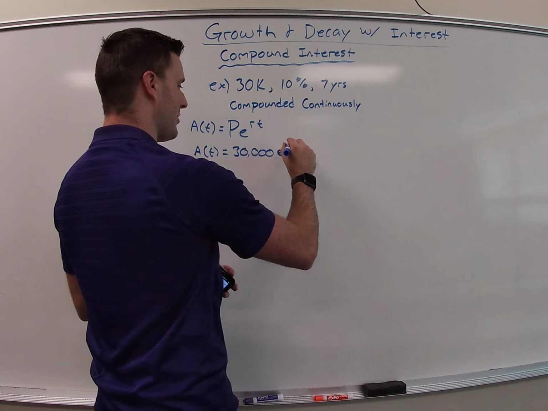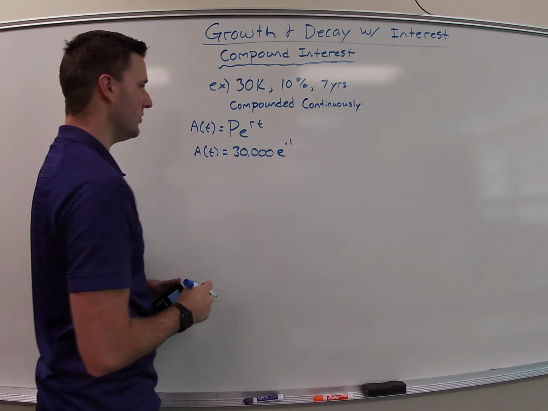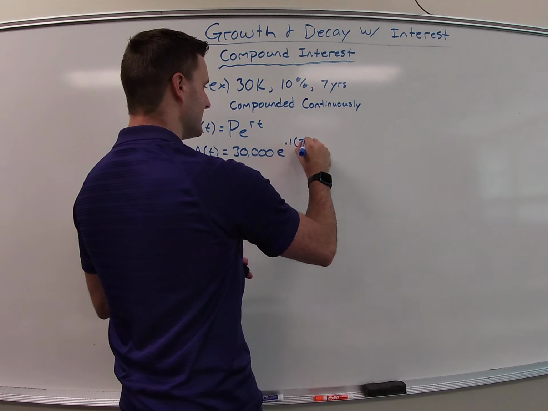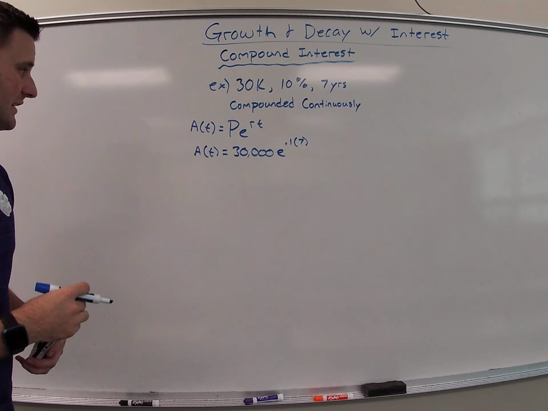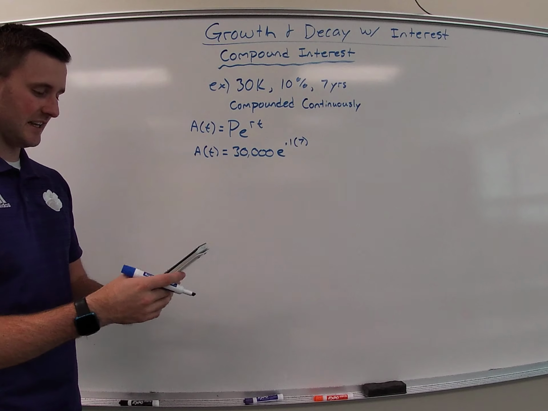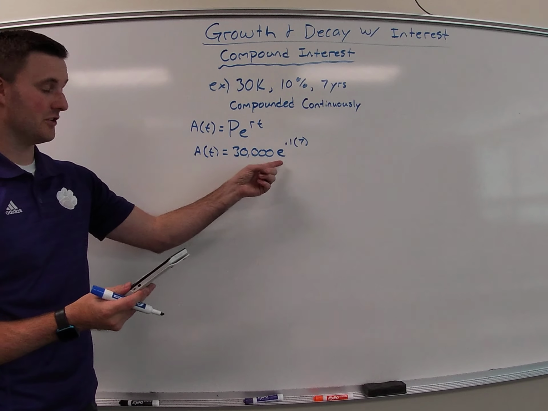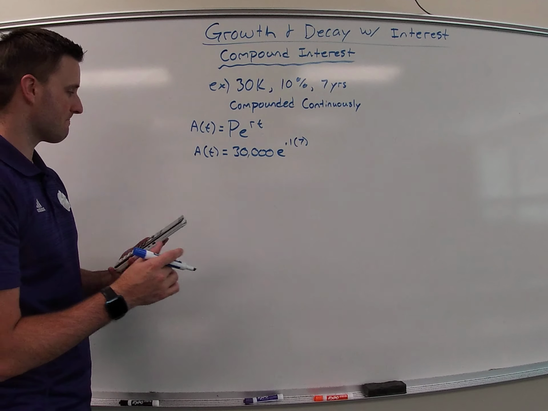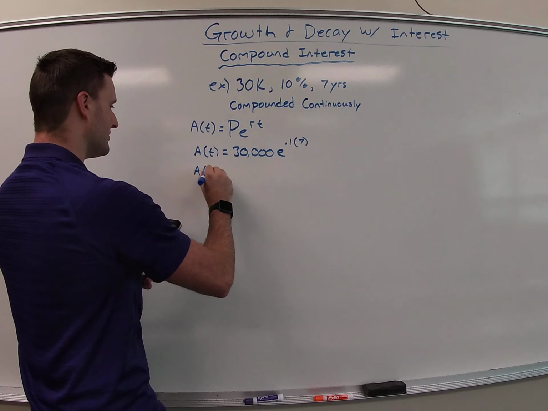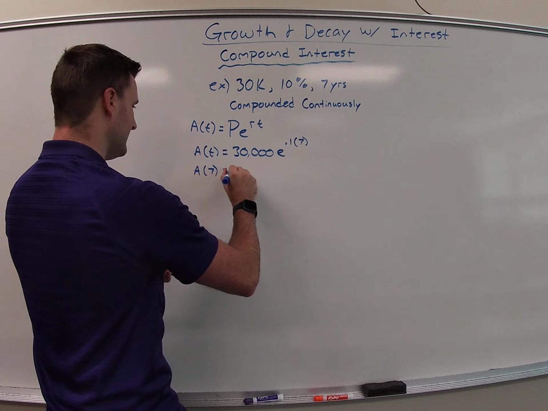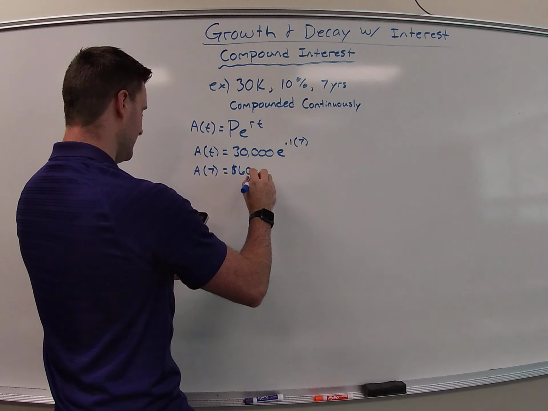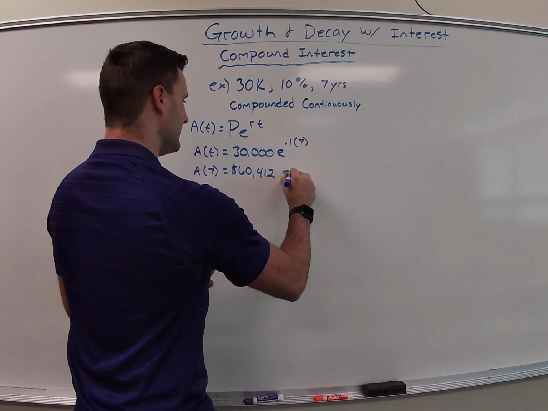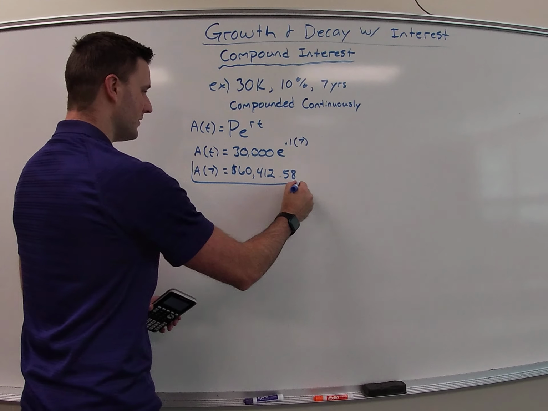Instead of 10%, remember, move the decimal place 2 spots, so it's 0.1, and then times the number of years, or time in years, which is 7. If you plug that in your calculator, you would say 30,000 and then second the natural log to get your e, raised to the 0.1 times 7, and that means after 7 years, dealing with money, we would have $60,412.58.